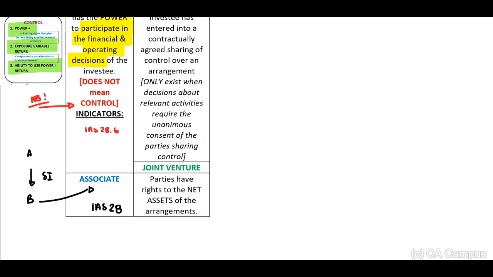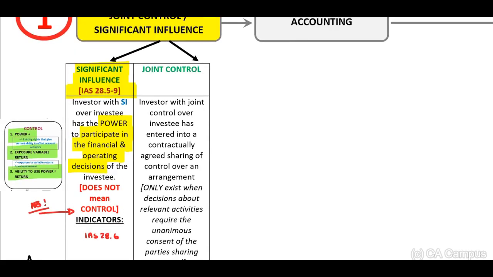Right. Now let's just quickly have a look at joint control. You will cover this in detail when we look at IFRS 11. The investor with joint control over the investee has entered into, contractually, look at this, there has to be a contract, agreed sharing of control over an arrangement. It only exists when the decisions about relevant activities, keyword, require the unanimous consent of parties sharing control.